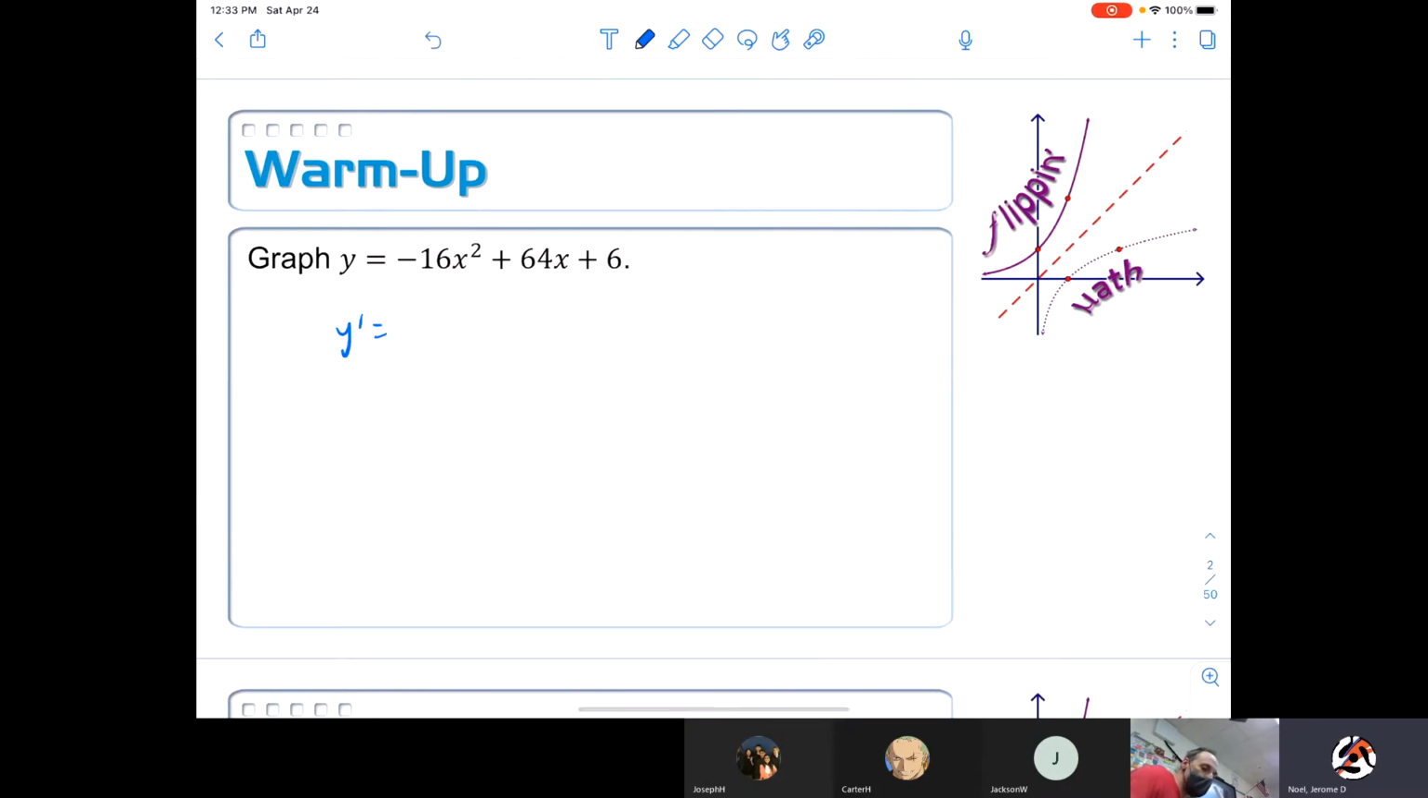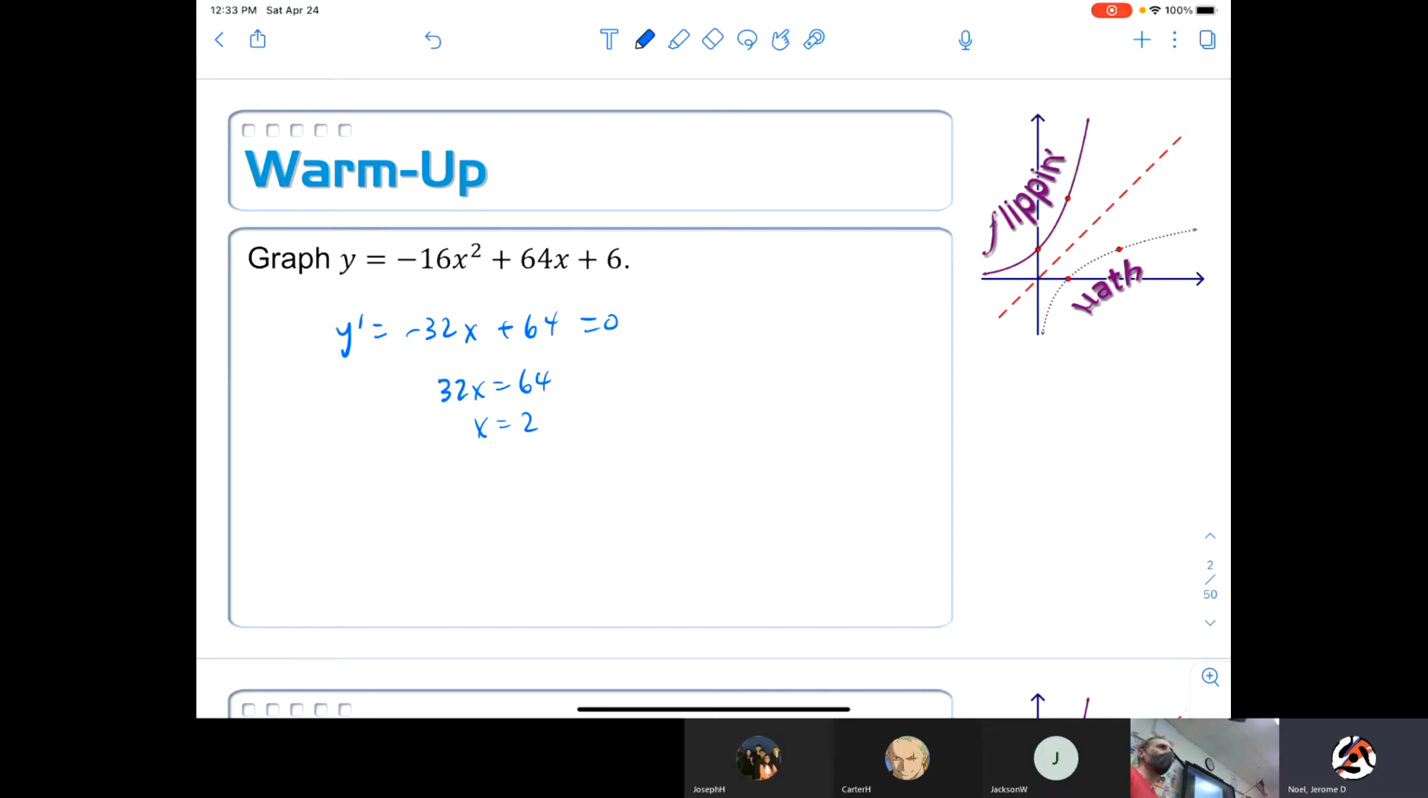So y prime is equal to -32x plus 64. That looks familiar, -32. Do you guys in physics use feet per second? No, we use meters per second. You can set that equal to 0, and we have 32x is equal to 64. So x has got to be equal to 2. That's where the x coordinate of your vertex would be. And then you can stick that back into the equation.